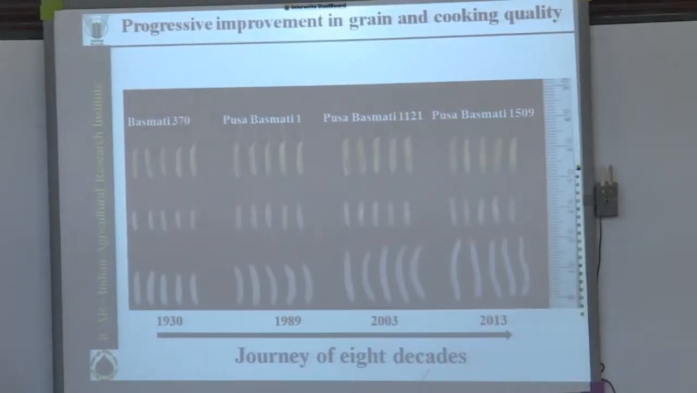Now, how did this become possible? Because at that point of time when this development was happening, not much was known in terms of understanding the genetics of quality traits. What are the genomic regions that are contributing to basmati quality traits? Some basic inheritance studies were done, but we did not know anything about the location of genes.